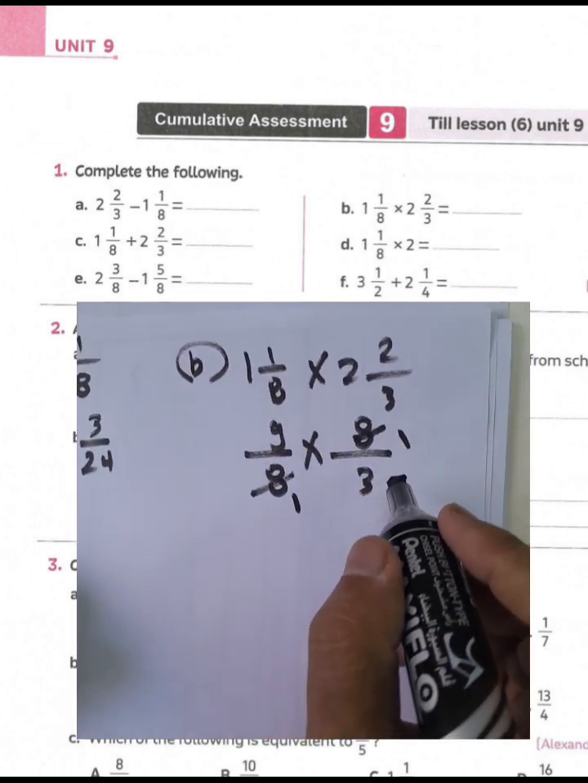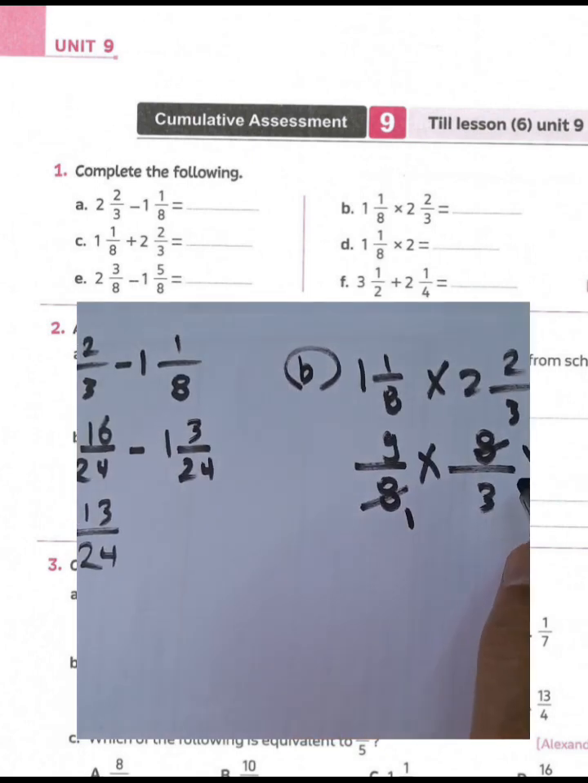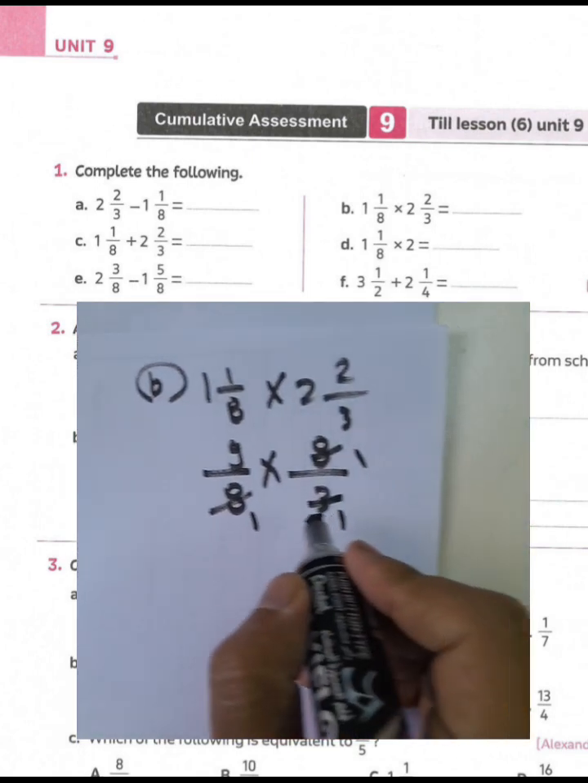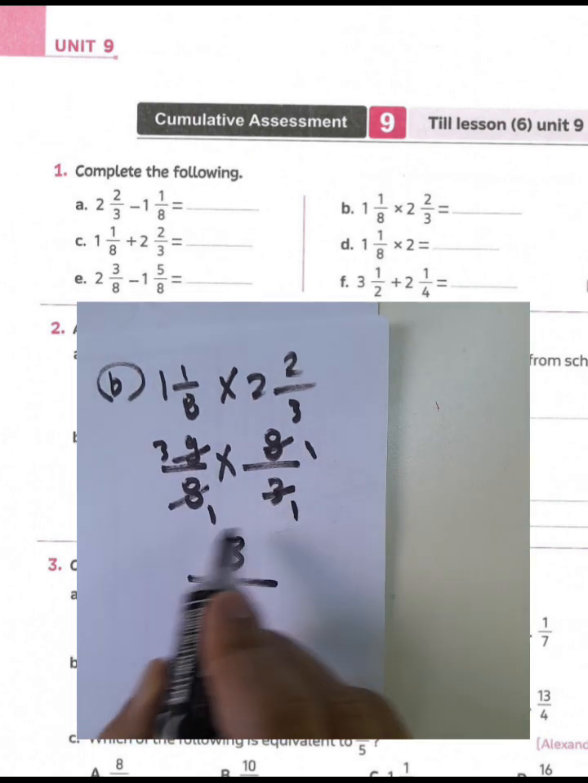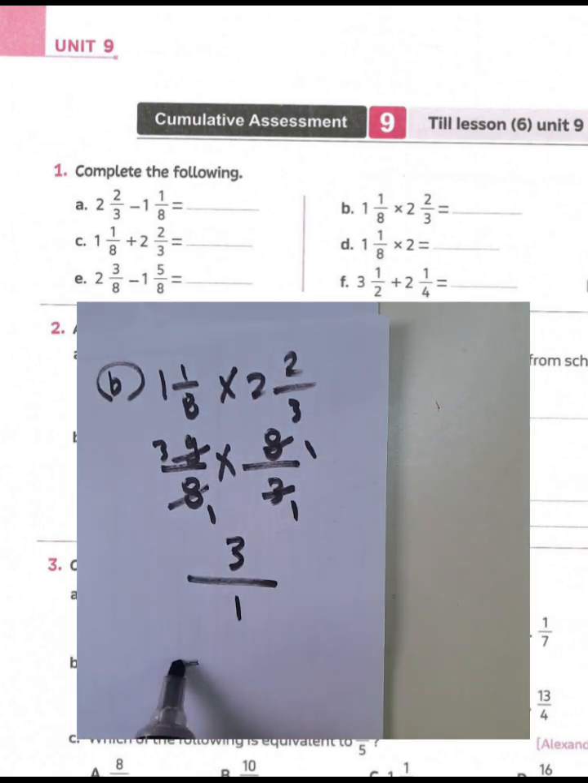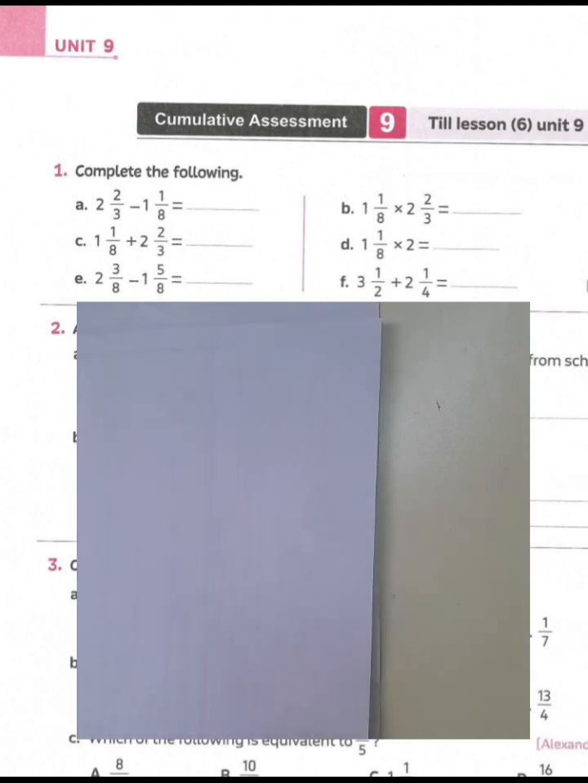3 here divided by 3 will be 1. 9 divided by 3 equals 3. And then 1 times 3 equals 3. 1 times 1 equals 1. Then 3 over 1 equals 3. The result for question letter B is 3.